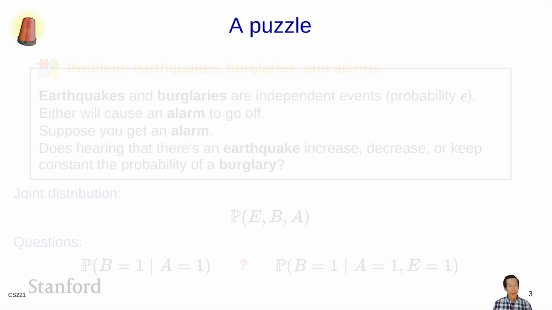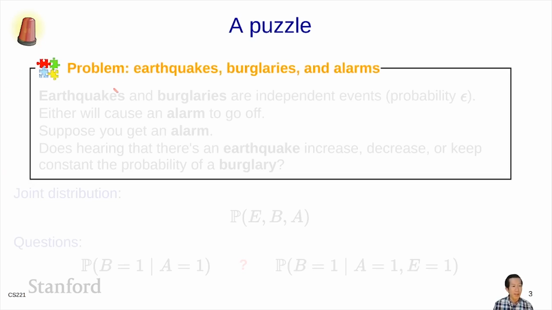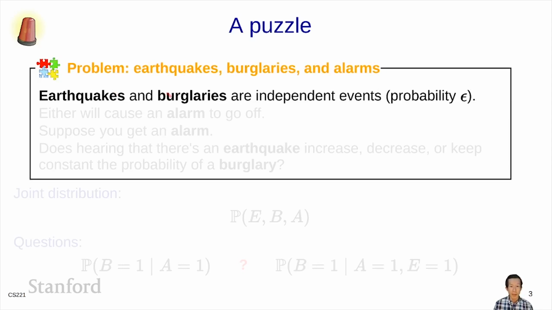So now let's turn to a classic puzzle, which we will solve using Bayesian networks. Suppose that in the world, there are unfortunate things such as earthquakes and burglaries, and suppose that they're independent events and hopefully rare. Each of them happens with probability epsilon, some small number.